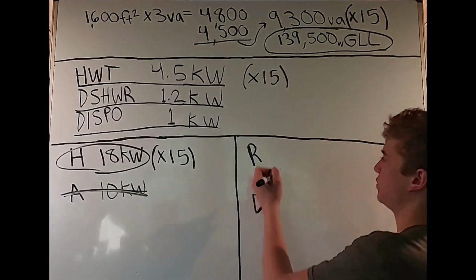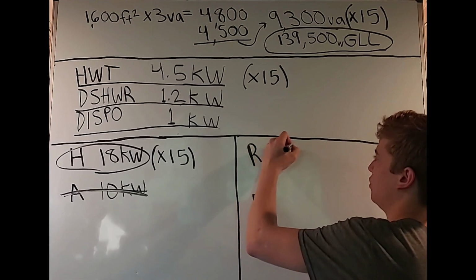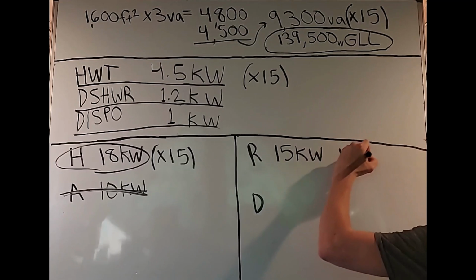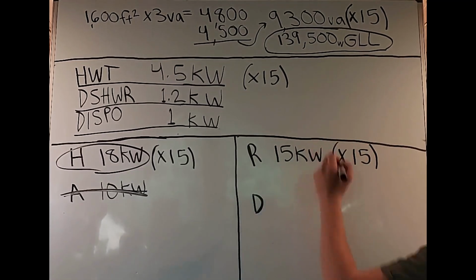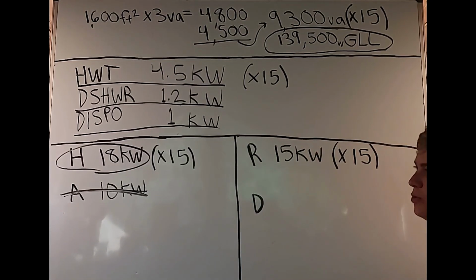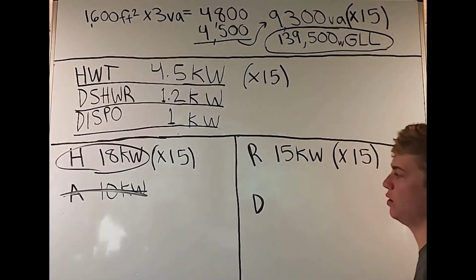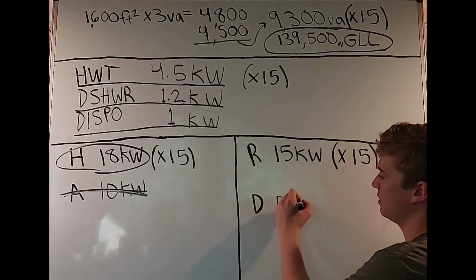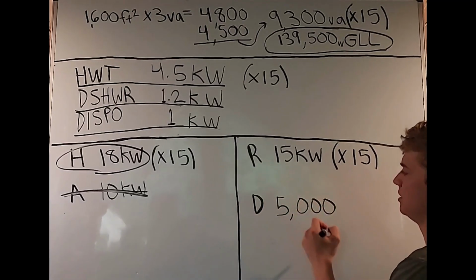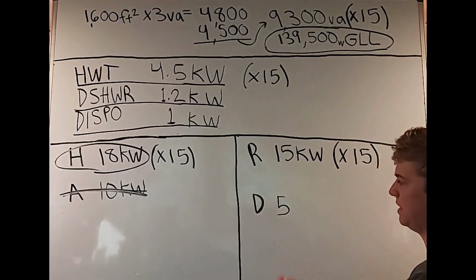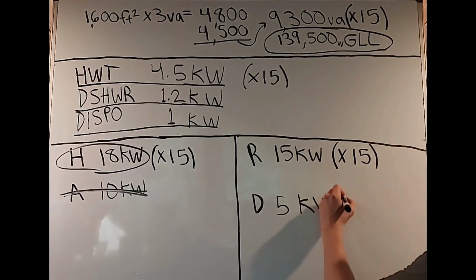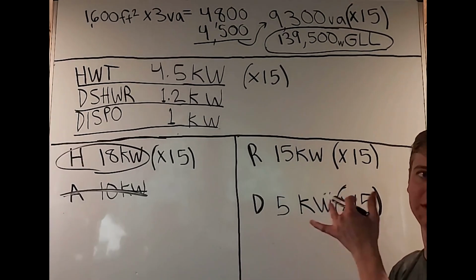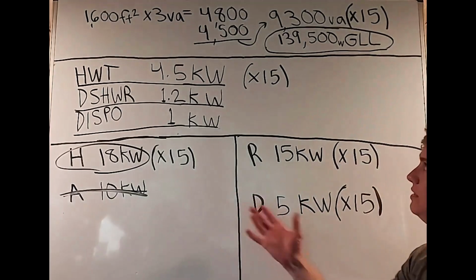We get into the range. We were told that we had a 15 kilowatt range. We don't have demand factors, so again, I'm just going to write that note of multiply by the amount of units we have, multiply by 15. We move on to dryer. We didn't have a nameplate, and we know that dryers need a minimum of 5,000 watts or nameplate rating, whichever one is greater. So we have 5,000 watts there, but to make it easier, we could just call it 5 kilowatts. We need to multiply that by the amount of units we have, so multiply by 15. And now we have all the information that the question gave us written down on the piece of paper.